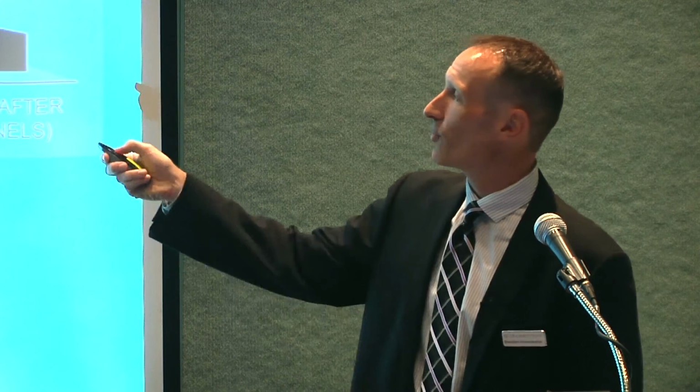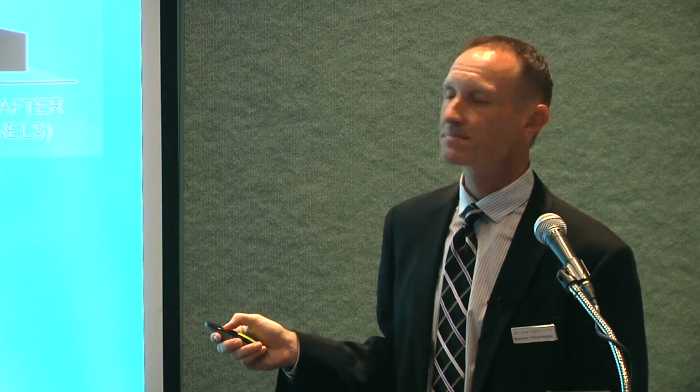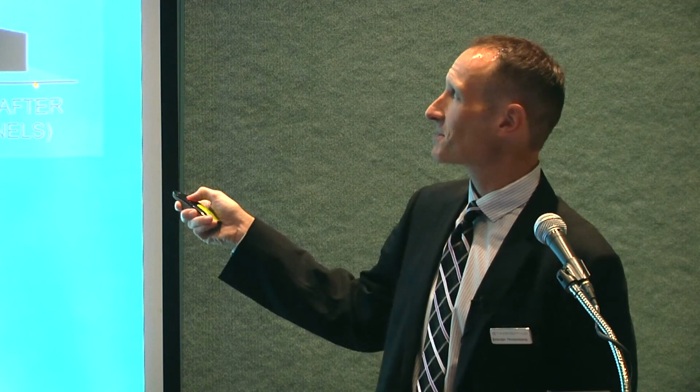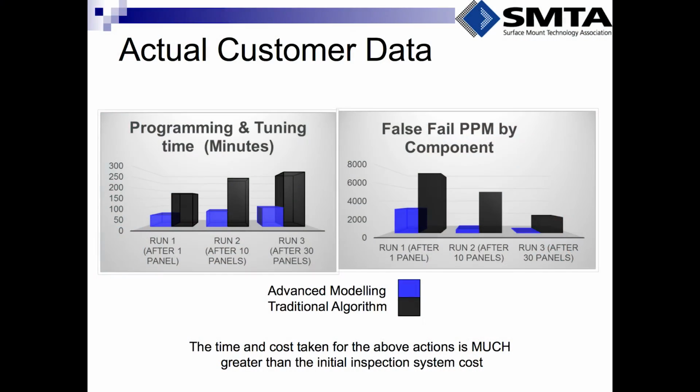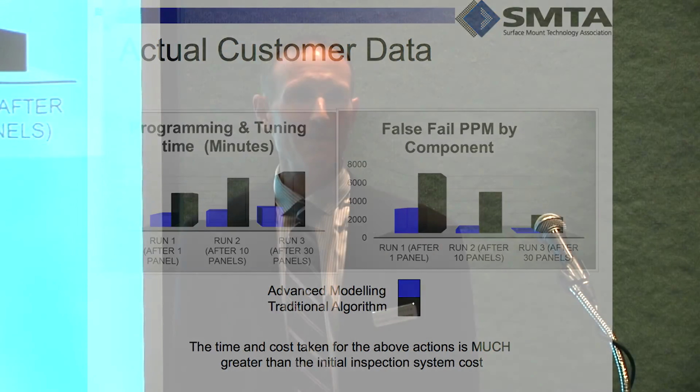False fail is another issue that you have with traditional algorithms. You can see that, yes, it steps down as you go, but after 30 panels, you're still talking about 3,000-4,000 parts per million. I don't think anybody wants those kind of failure rates, especially if they're false calls. Again, that's the person at the end of the line going, yeah, that's okay, that's okay. Nobody wants to waste time doing that. Virtually 0 false calls with advanced modeling technique after it's been shown enough examples. It learns, and it's a lot easier to program.